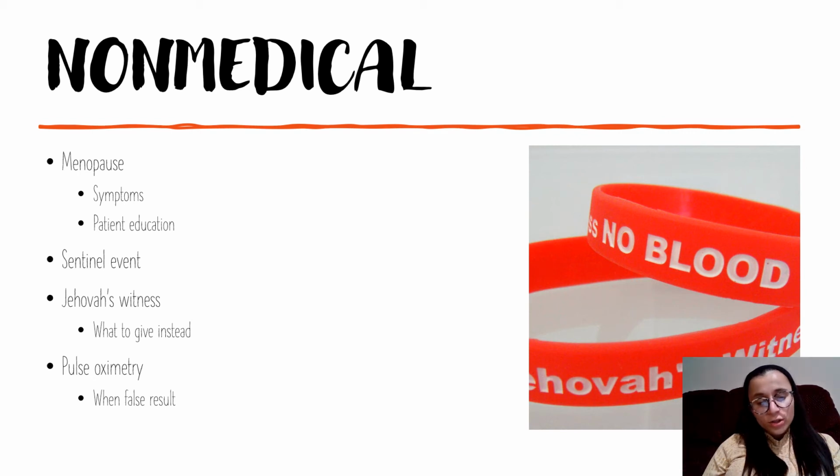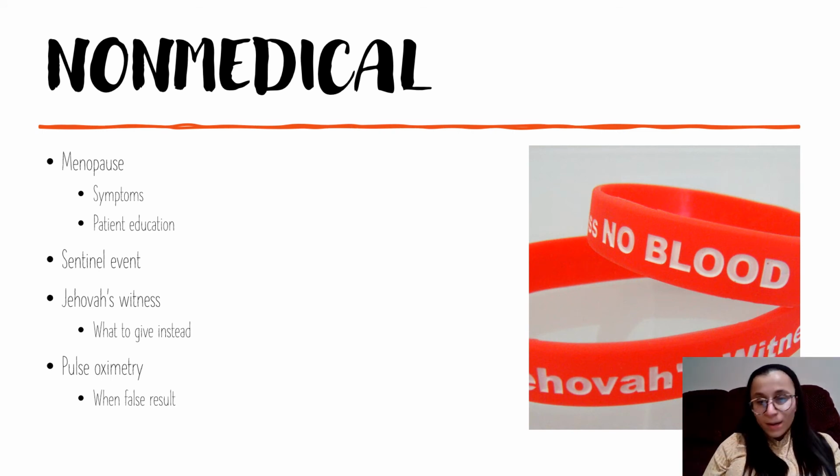Next we go on to Jehovah's Witness. So this is a Christian religious group, and what you should know about them is that they do not accept blood transfusion in any form. So they won't take red blood cells, white blood cells, platelets, plasma, anything that has to do with blood.